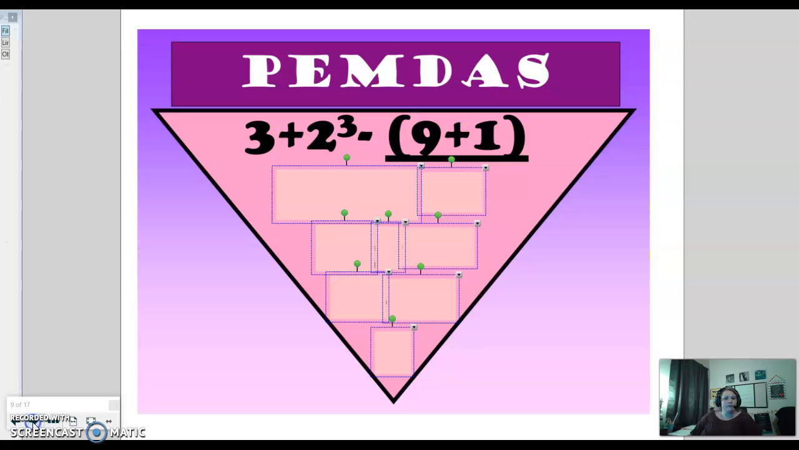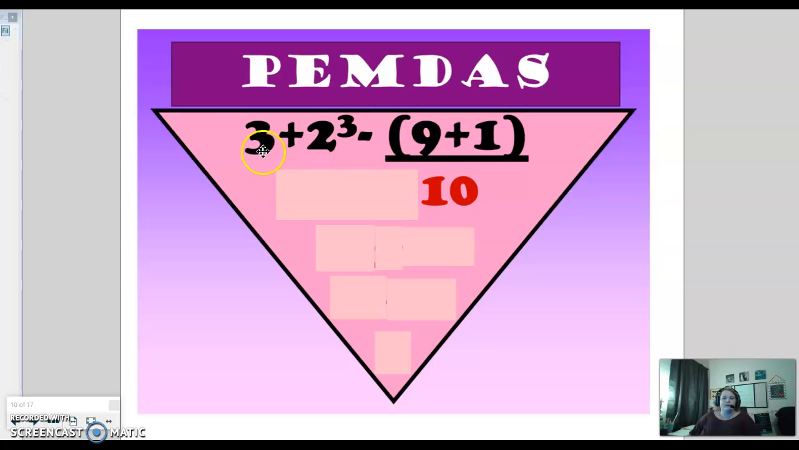So let's try a couple. Here's the problem. We have 3 plus 2 to the third power minus parentheses 9 plus 1. I have the parentheses, so I have to go 9 plus 1. That gives us 10. Bring everything else down exactly the way it's written. So now I have 3 plus 2 to the third power minus 10. Well, I'm going to have to do the exponent next.